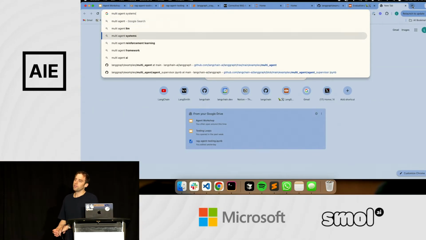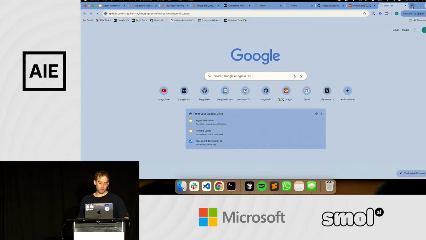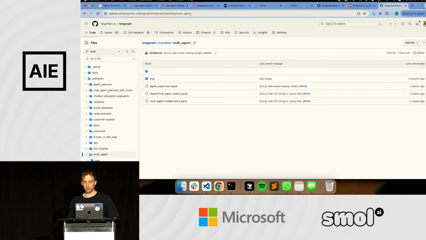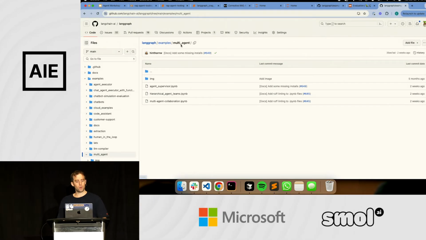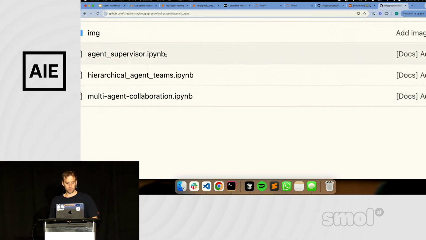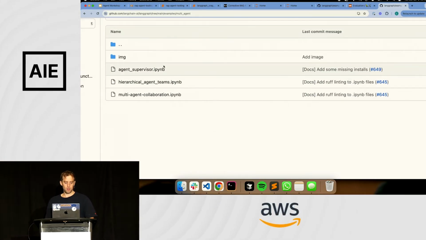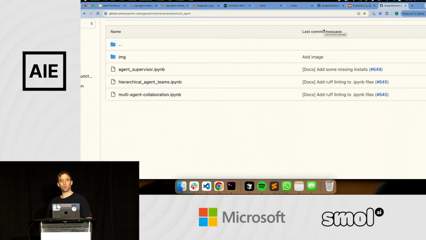We have some good cookbooks talking about multi-agent, which, again, I will need to find a way to share with you. If you go to the LangGraph GitHub, examples, multi-agent, there are a few different notebooks there that are worth checking out.